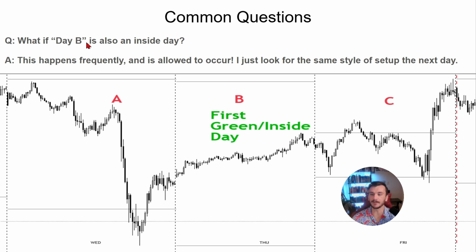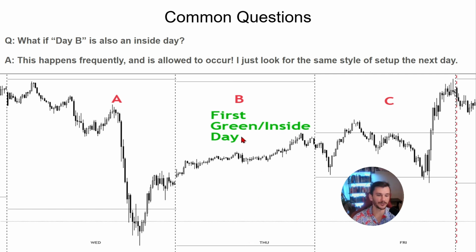So what if day B is also an inside day? You could have day A, which is supposed to be your dumping day, or for first red day, your pumping day. But what happens when day B turns into a first green day, but it's also an inside bar, so they don't hit the previous day's high or the previous day's low?